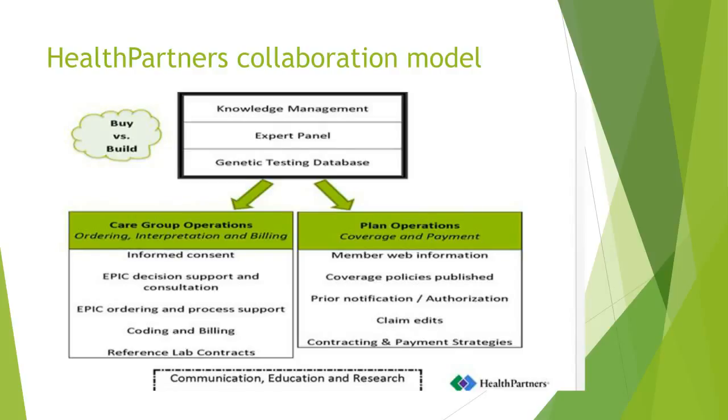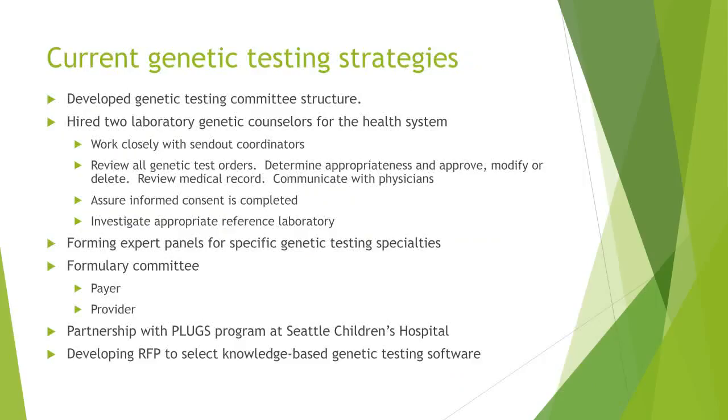So on the care side, it's things like informed consent. How do we use Epic as decision support? How do we use Epic as ordering and process support? How do we code and bill? Where do we send these things to? What are the labs we're going to use? On the plan side or the payer side, how do we provide information to our members? How do we develop coverage policies? How do we deal with prior notification and pre-authorization? How do we edit claims? And what are our contracting and payment strategies? So this is the model that we are in the beginning stages of in our organization.